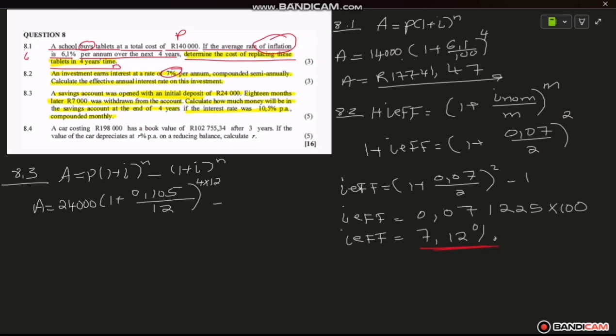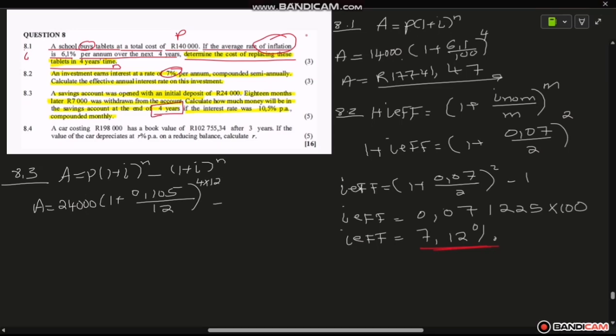Now they said 18 months later, but the duration or the total number of years is 4 years. So how many months do we have in 4 years? Then after that, we say the total number of months minus the 18 will leave us with whatever number of months. We use those months under the withdrawal of 7,000.